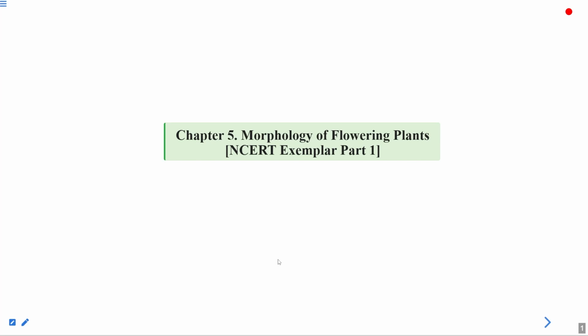Hello everyone, welcome to the session of Morphology of Flowering Plants, NCERT Exemplar Part 1.